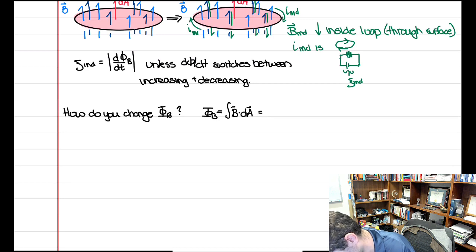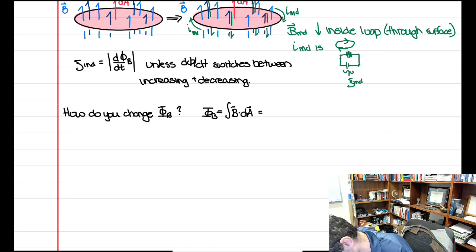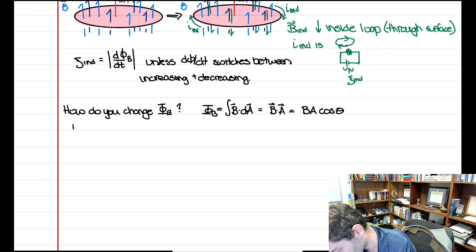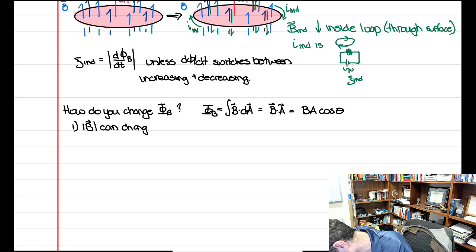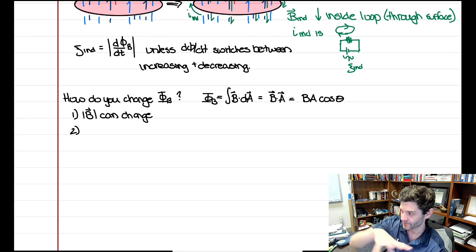If the magnetic field is kind of uniform in that region, such that the magnitude of B and the angle between B and dA is not changing with time, this becomes B dot A, which of course is B A cosine theta. And this really kind of shows you the three ways that the flux can change. One, the magnitude of B can change. Is the field getting stronger? Is it getting weaker?